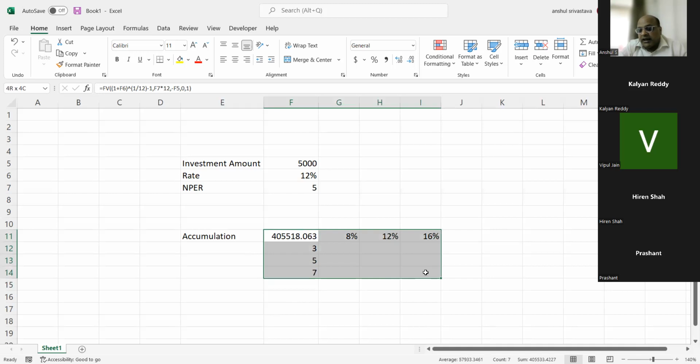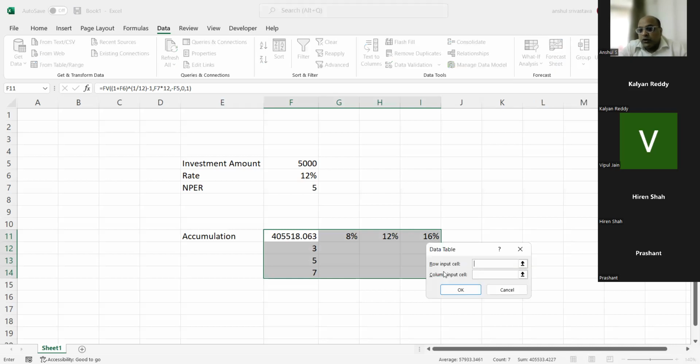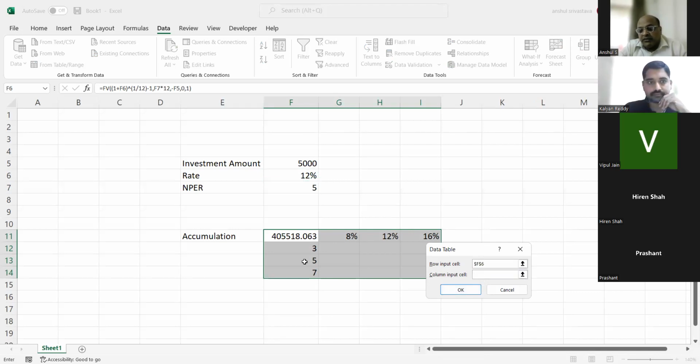Then we select this complete area. We go to the data tab, and within the data tab, we go to what if analysis. This is the path. Select the whole area, go to data tab, then data table, and data table will ask you for the row input cell. In the row we have put the rate, no? So the rate cell of the original formula I will put here. And in column input we have the time period, so we put the original entry of the time period.